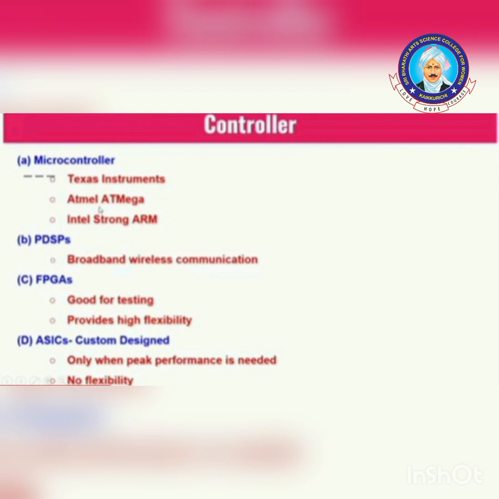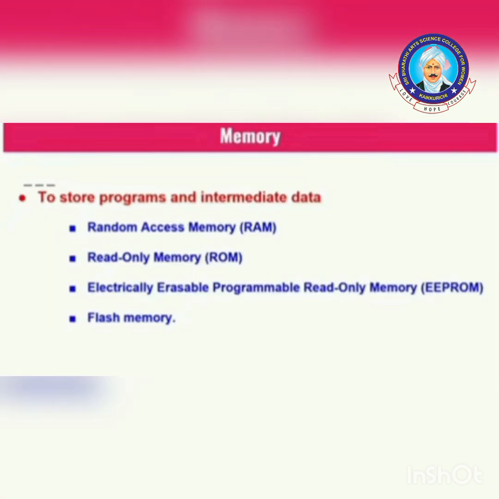Next one is memory. Memory is used to store the programs and intermediate data. There are 4 types of memories. First one is random access memory, read only memory, electronically erasable programmable read only memory. All these store only the program code. Last one is flash memory. In case RAM is insufficient or on shutdown, the flash memory will be activated.